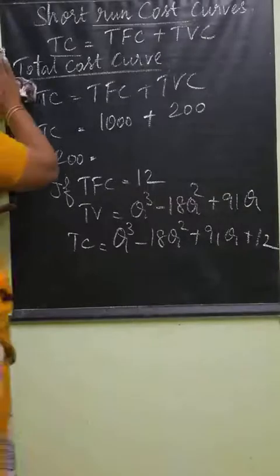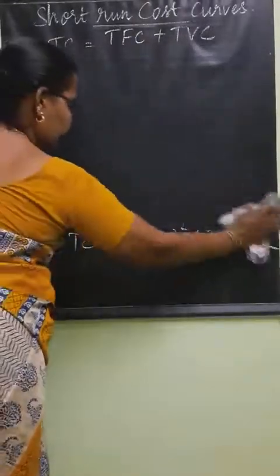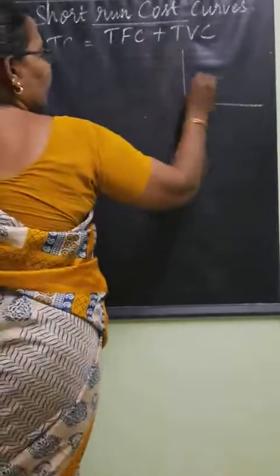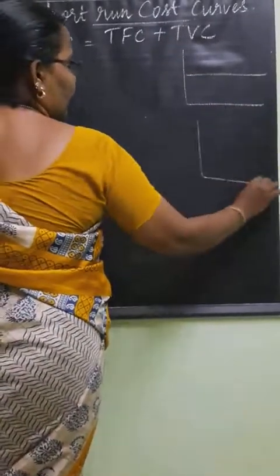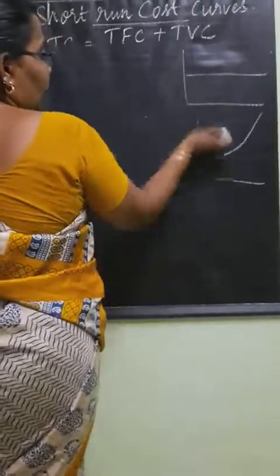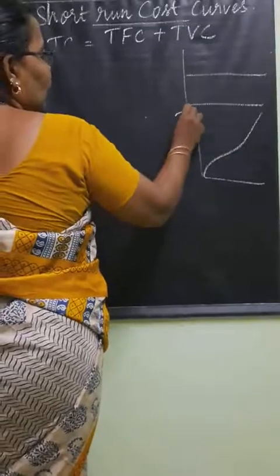How the curve of the total cost? Already you have studied. Fixed cost curve is going horizontally. Variable cost curve is going upward sloping. We have studied. If you combine both, you will get the total cost curve.